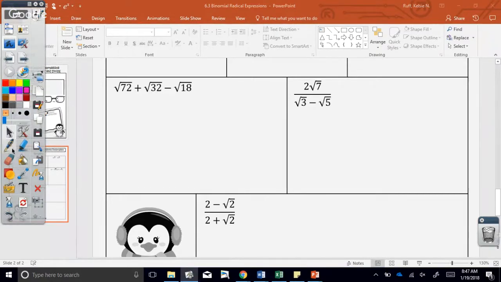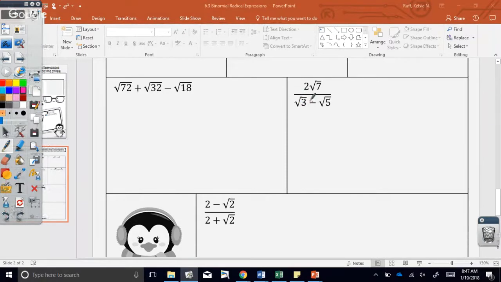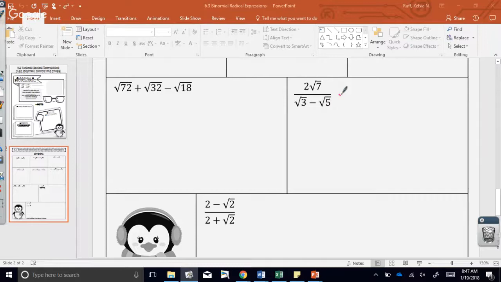I see that we have a radical in the denominator, and there's more than one piece. When you see a radical in the denominator, we know we're probably going to have to fancy one. Since there's more than one piece, we're going to multiply by its conjugate. So if I have square root of 3 and square root of 5, this negative is going to turn into a positive.